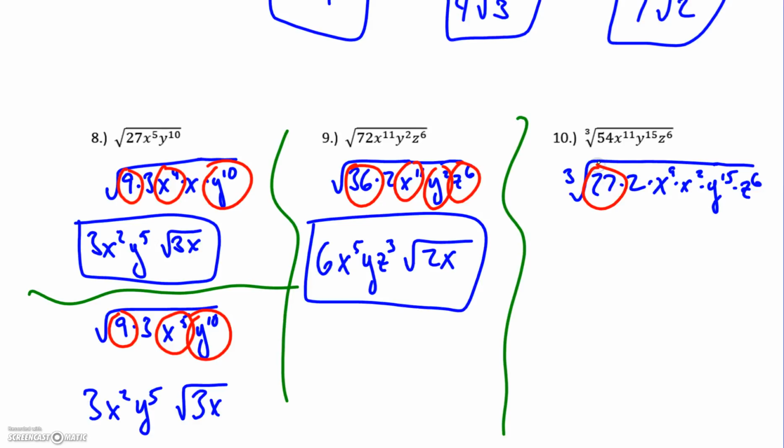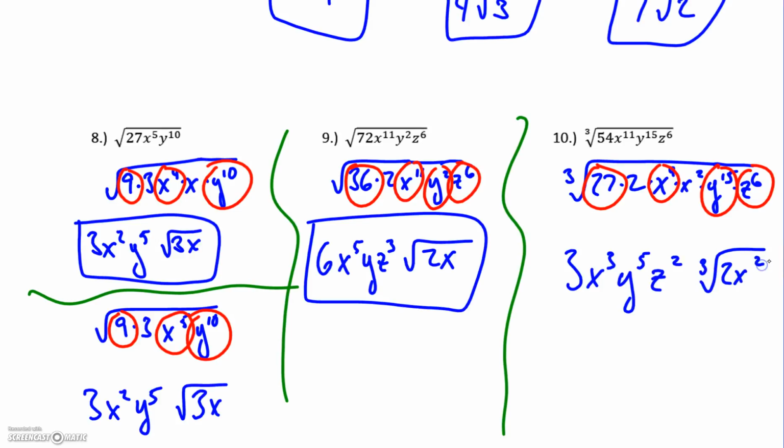Okay. The cube root of 27 is a 3. The cube root of x to the 9th is x to the 3rd. I'm dividing the exponents. The cube root of y to the 15th is y to the 5th. Once again, I'm dividing the exponents. And then the cube root of z to the 6th is z to the 2nd because I'm dividing the exponents. And then under my cube root, I still have the 2 and the x squared left over.